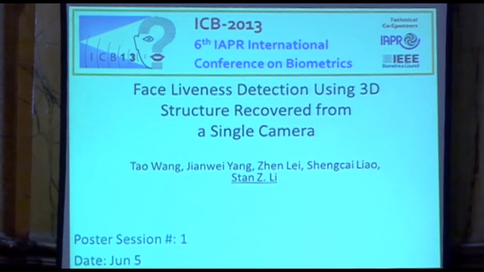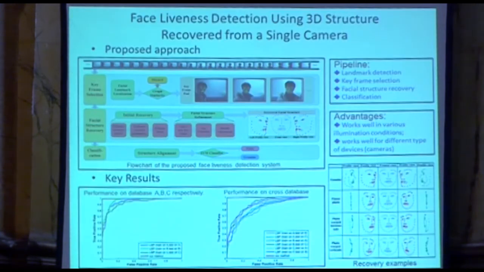This is another paper about face likeness of ours, but different from the previous work. This work is based on motion analysis. Compared to texture-based methods, the motion-based method is more robust to the quality of the face image. The process of the proposed method is shown in the figure.